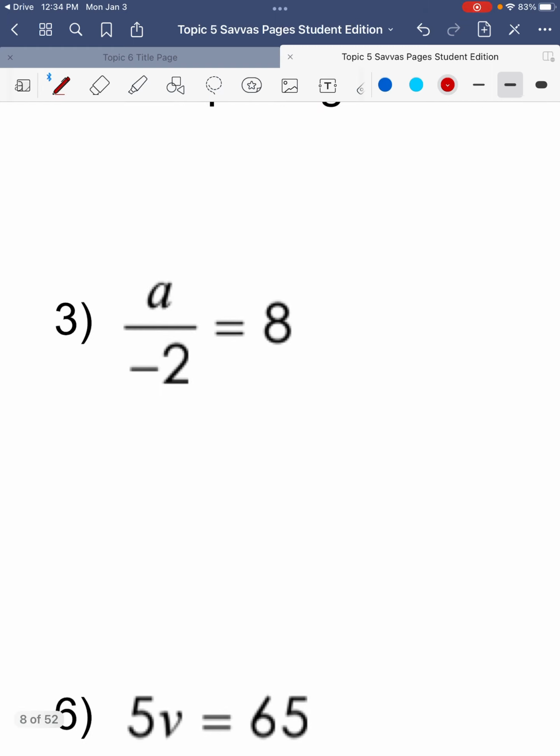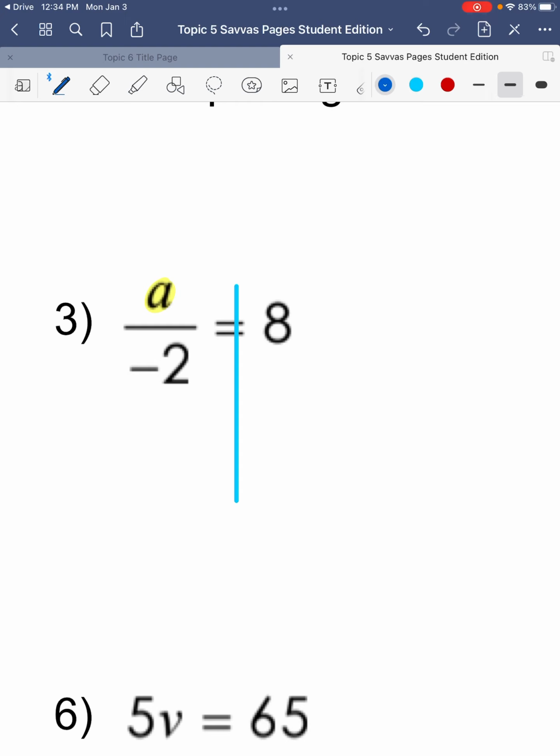Moving on to number 3. This one's a little bit different, but we're still going to follow the same rules. So I like to draw my line down my equal sign to remind me that whatever I do on one side, I must do on the other. And locate my variable. There's my A. So I'm trying to get A by itself. How is A connected to -2?